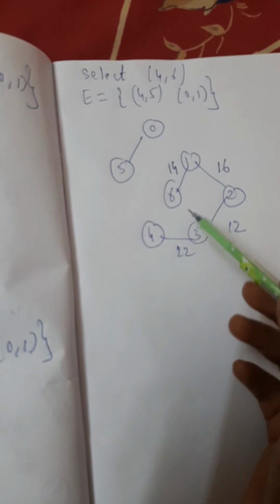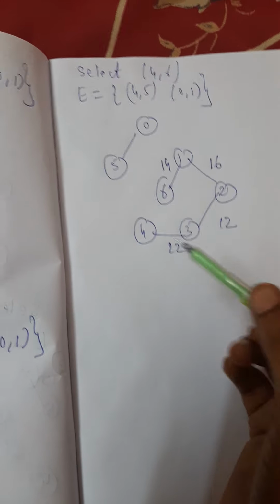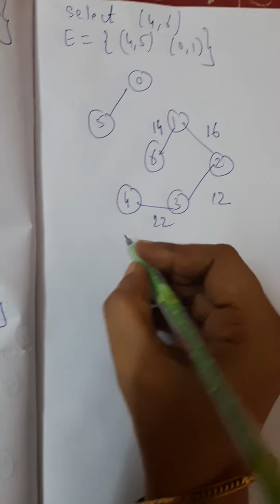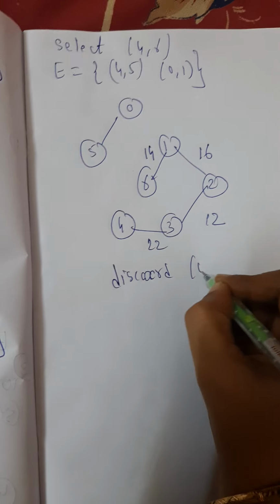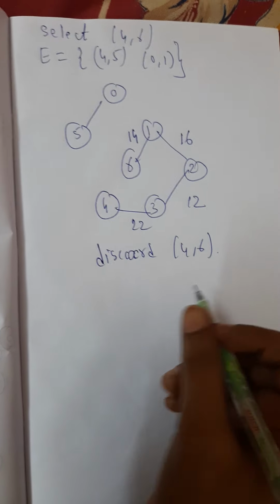Now which one do I have to add? 4 6. If I add 4 6, what will happen? It will form a cycle. So what do we have to do? Discard 4 6. We are not adding it now.